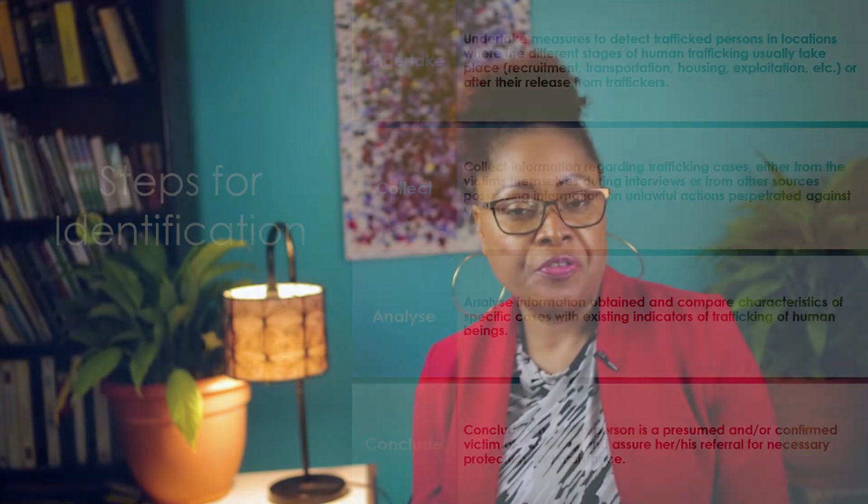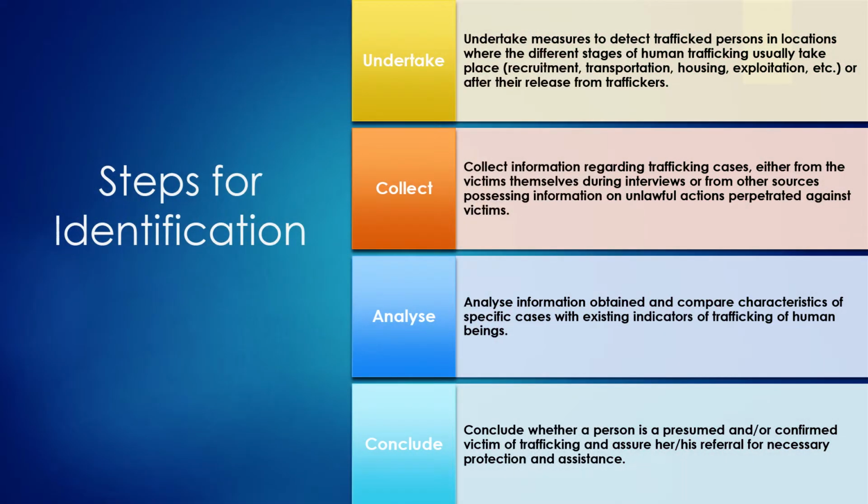So steps for identification then include: one, the measures that are taken to detect trafficked persons, the location, the different stage of trafficking that they may be in, the collection of information regarding their case, analyzing that information, and then of course making a determination whether the person will be presumed or confirmed as a victim of trafficking, and what steps will be necessary to ensure that person's protection and assistance.